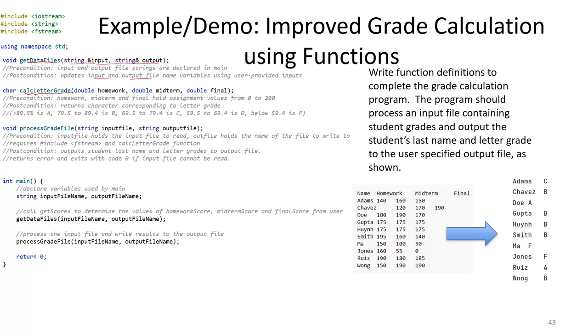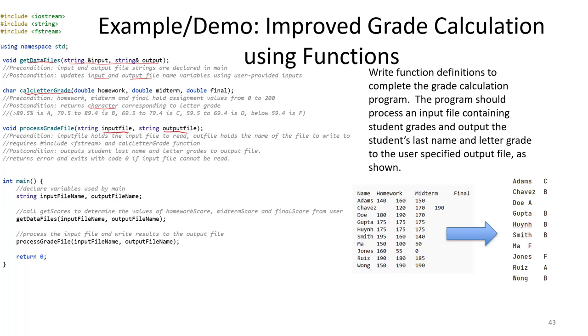We have a function called calcLetterGrade that will take a homework, midterm, and final score and give us a character letter grade corresponding to the percentage of total points and the letter grade earned. And then we also have a function called processGradeFile, and this function will take the name of an input file and the name of an output file.